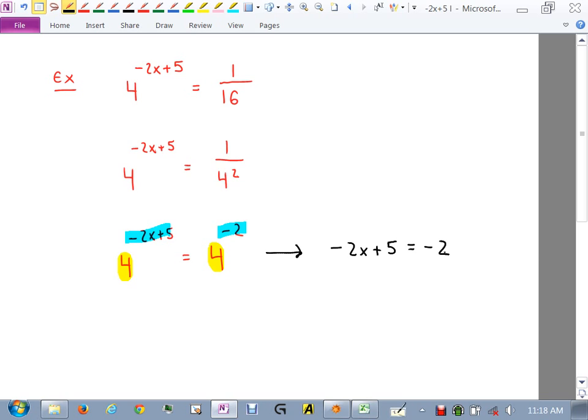That's right. So I would expect everyone to be able to solve that at this point. 7/2, and we would just leave it as a fraction. Questions?